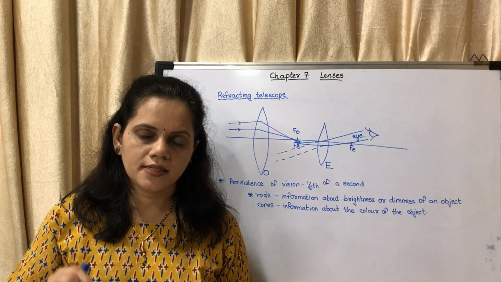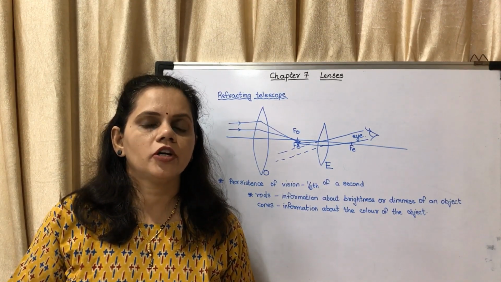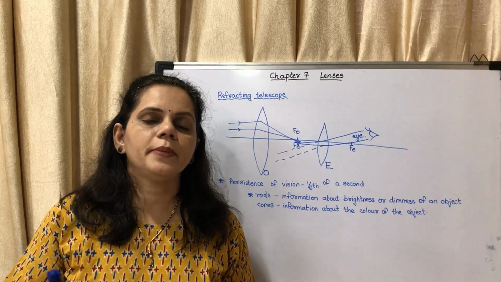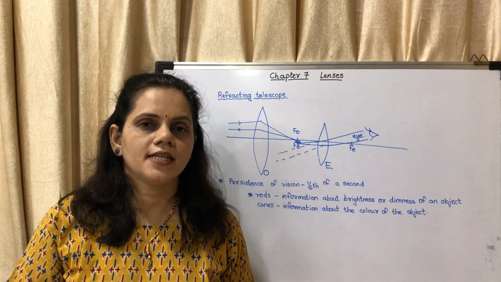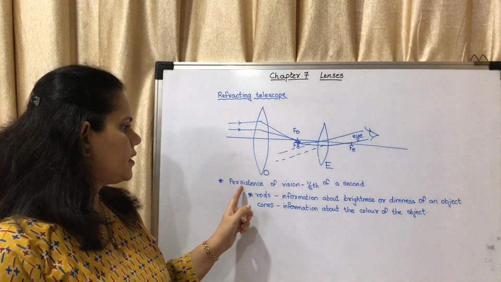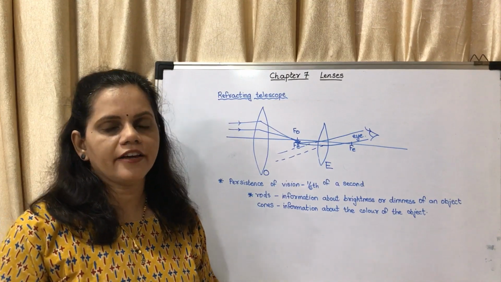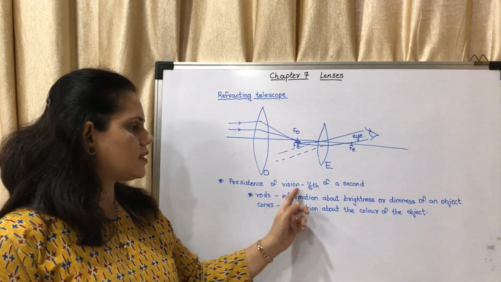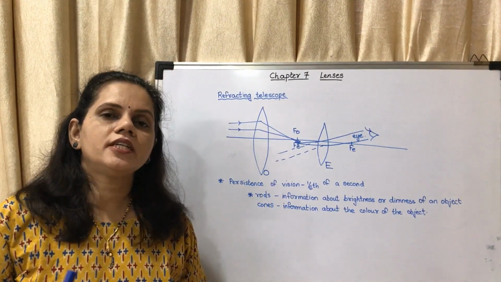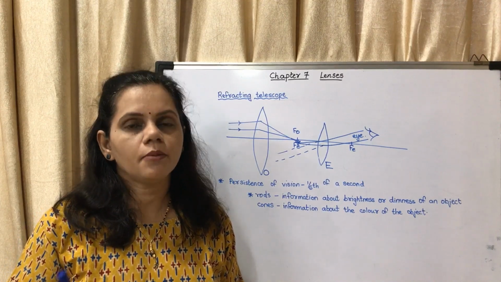Now, why is this so? The image which is formed on the retina of our eye remains on that retina for about 1/6 of a second. Okay, so I have written here 1/6 of a second. That image remains on the eye for 1/6 of a second. That is called persistence of vision. So it is due to persistence of vision that we are able to see things moving.